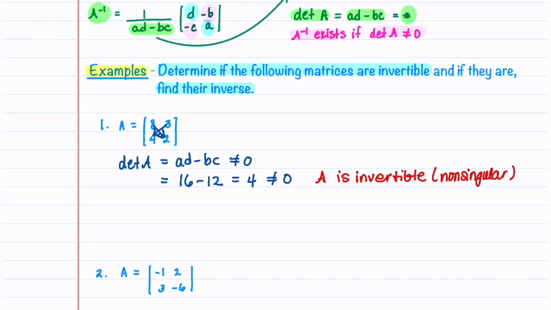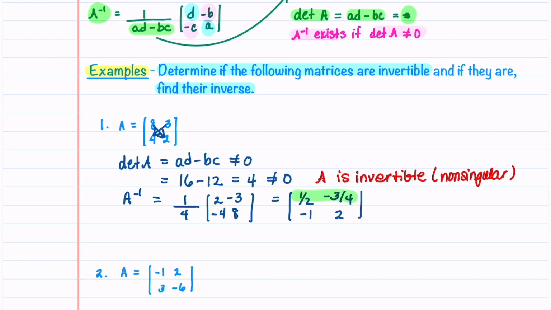Let's now calculate A inverse. A inverse is equal to 1 divided by the determinant of A, which we found to be 4. And then in the matrix, we're going to switch the diagonal elements, and the off-diagonal elements get a negative. Let's now bring the 1/4 inside and multiply every entry by it, and we get a 1/2, a minus 3/4, a minus 1, and a 2. And this matrix is then A inverse.